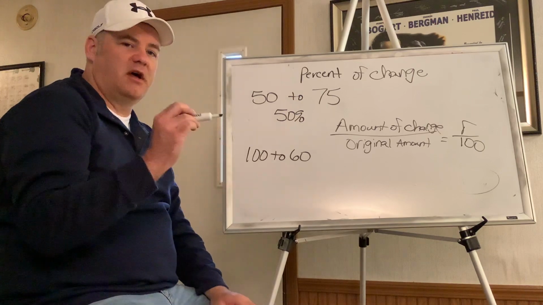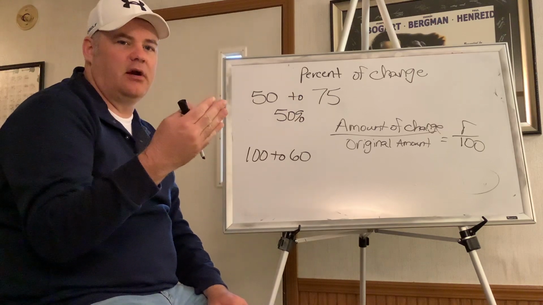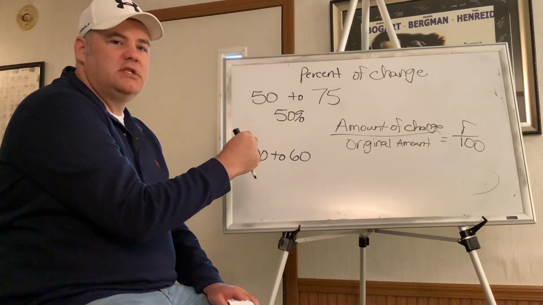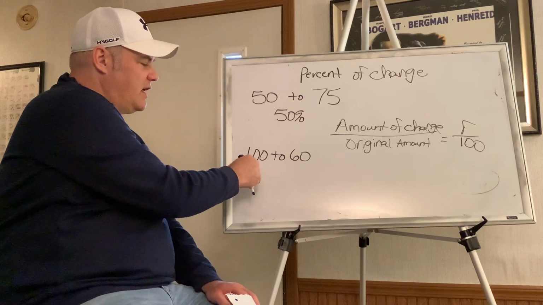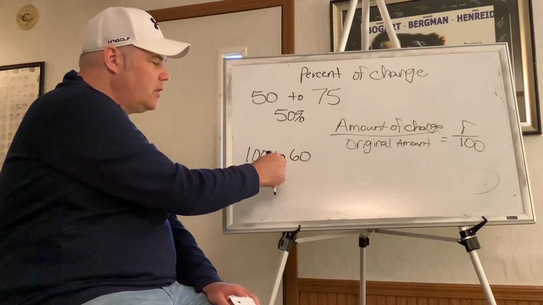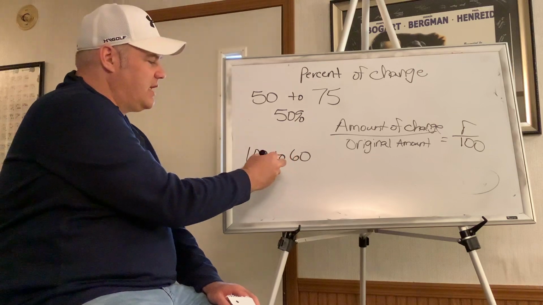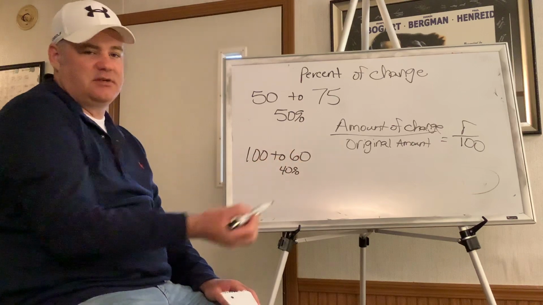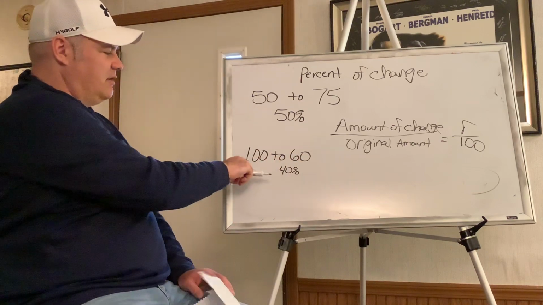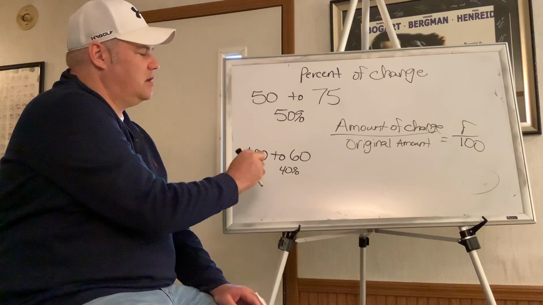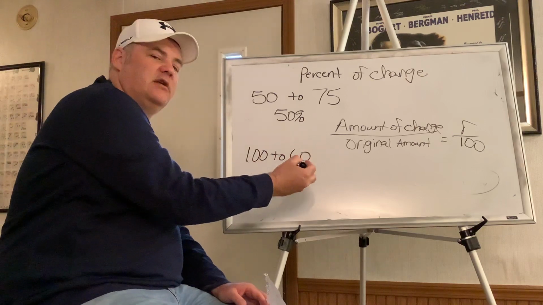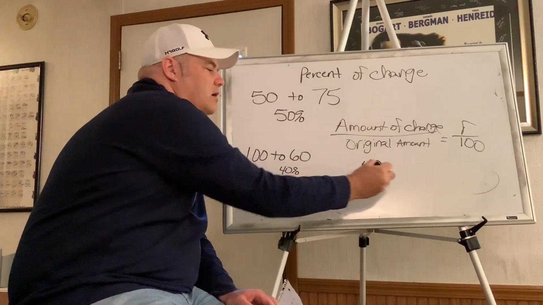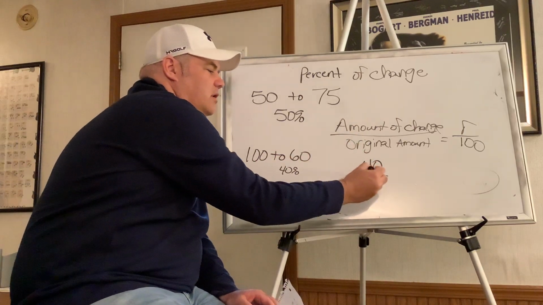We could probably do this one in our heads. What's 10% of 100? It's 10. So if they slowed down 10%, 20%, 30%, 40%. In this case it's the same as just subtracting, but that's because it's 100 to start out with. But let's plug it into our formula. Amount of change, 100 minus 60 is 40. The original amount was 100.